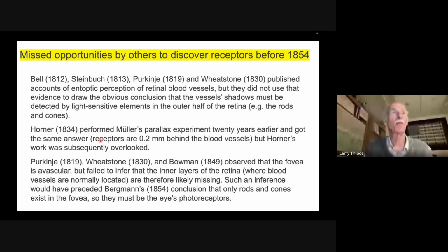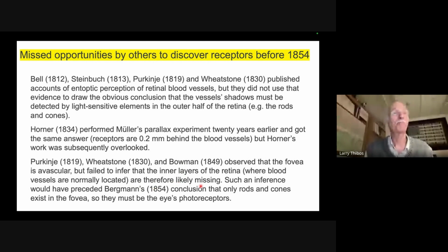Meanwhile, Horner, 1834, he was an English scientist, and he actually performed Müller's exact parallax experiment 20 years earlier. And he got the same answer, that receptors are about 0.2 of a millimeter behind the blood vessels. Horner's work was completely overlooked, perhaps because he wrote in English, and all the great authorities of the day were writing in German. Perhaps the Germans didn't read the English literature, who knows? But there's a lesson there about publishing your work in a language that other people are going to understand, perhaps.